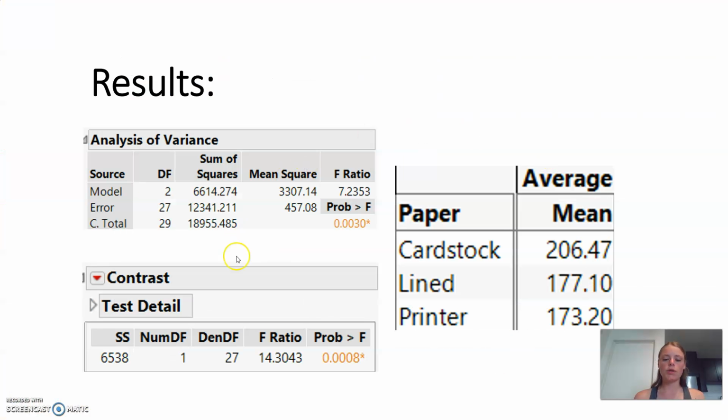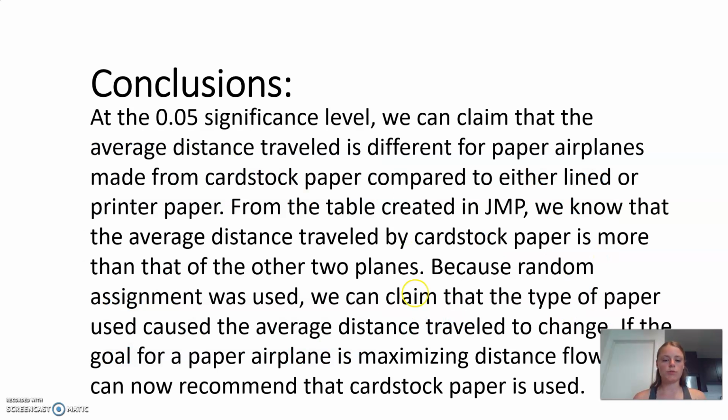So here we can see a summary of our important results that we got from JMP. We have a significant value here for our ANOVA table, which tells us the paper type matters. And here we have a significant value for our contrast, which shows us that our contrast is indeed significant. And then our averages over here just tell us that cardstock is indeed greater than lined or printer paper as to the distance traveled. So this brings us to our conclusions.